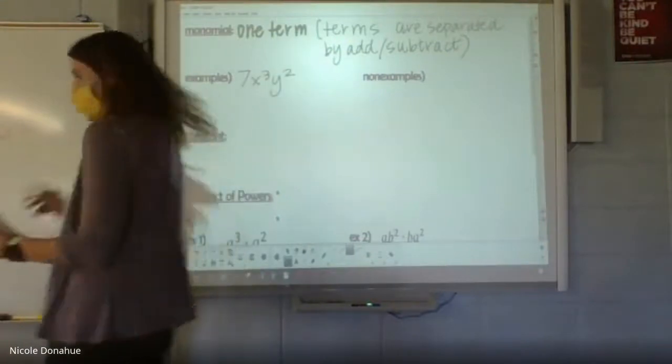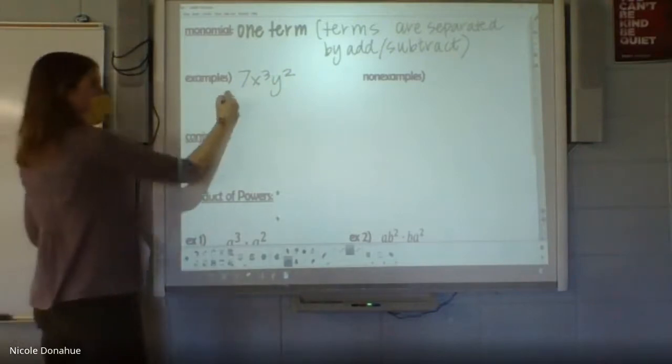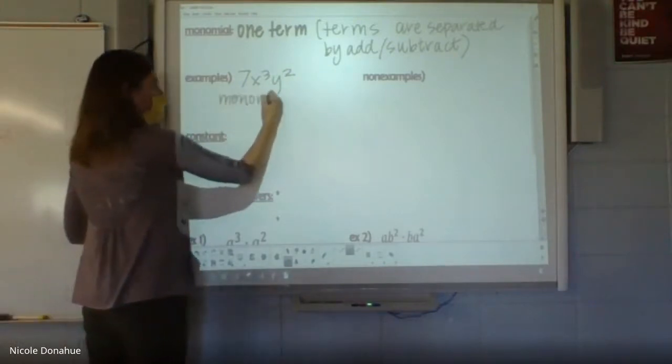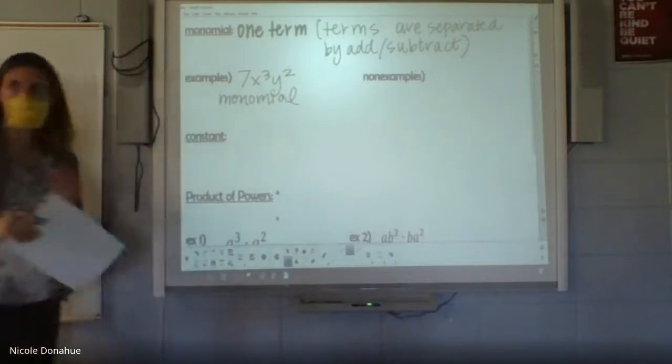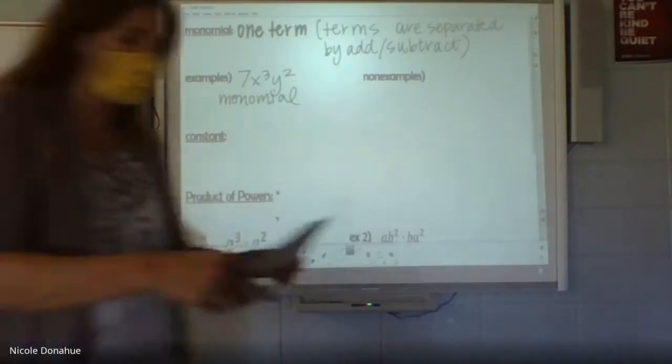So this is an example of a monomial. There's only one term here. Now that might be confusing because there's two variables and there's a coefficient and there's a few exponents, but it only has one term because there's no addition or subtraction.